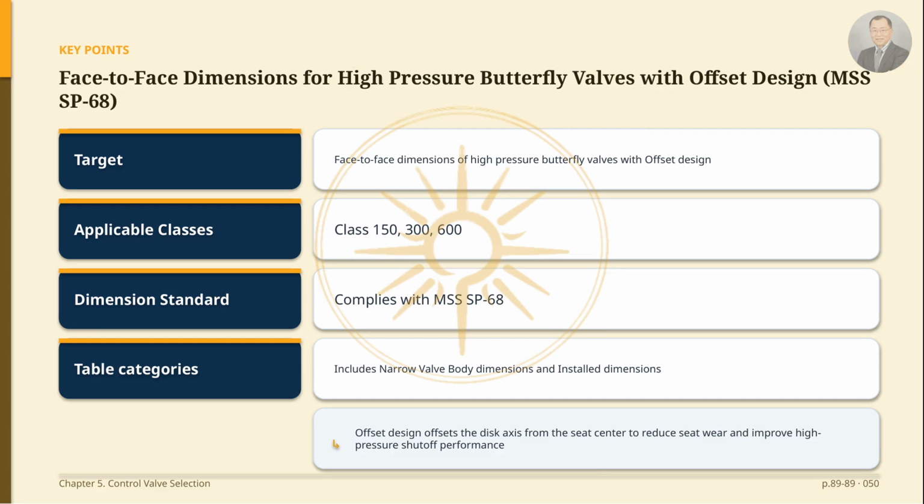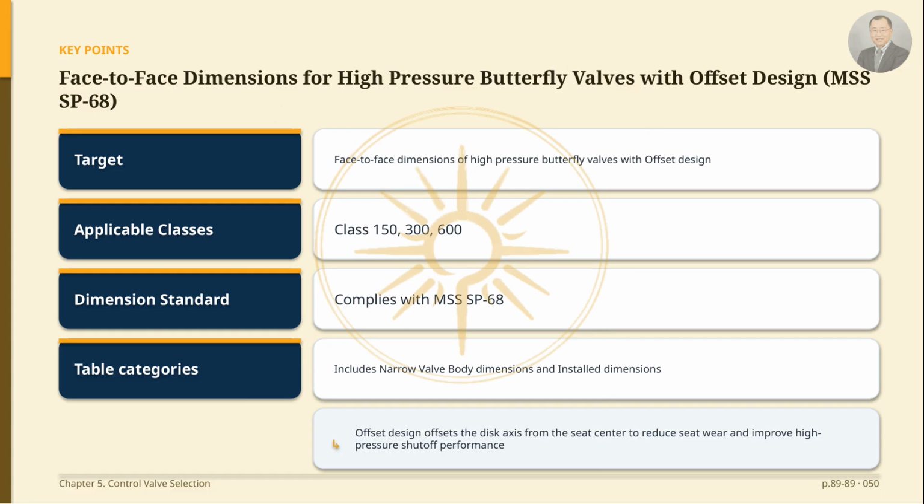I would like to introduce the face-to-face dimension standards for high-pressure butterfly valves with offset design. This dimension table is for high-pressure butterfly valves with an offset design, where the disc axis is positioned away from the center of the seat, and the applicable classes are Class 150, 300, and 600. The dimensions follow the MSS SP 68 standard.